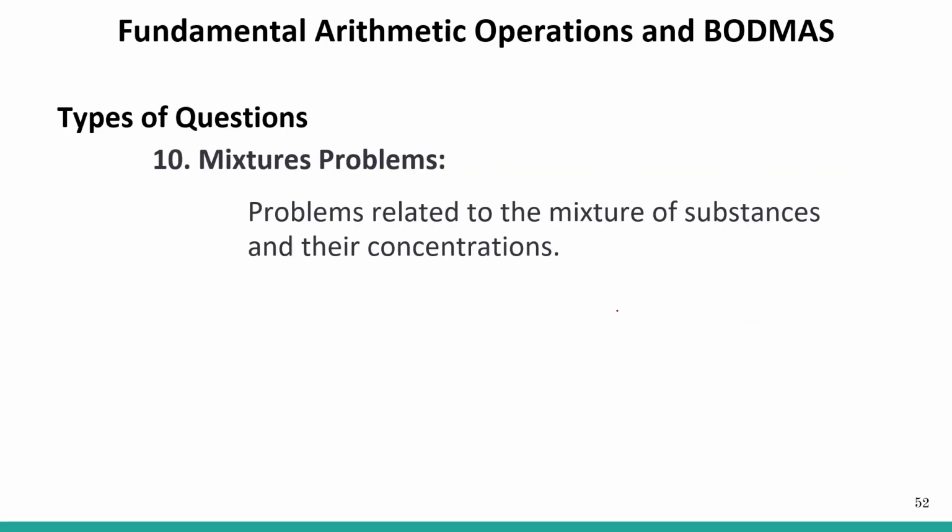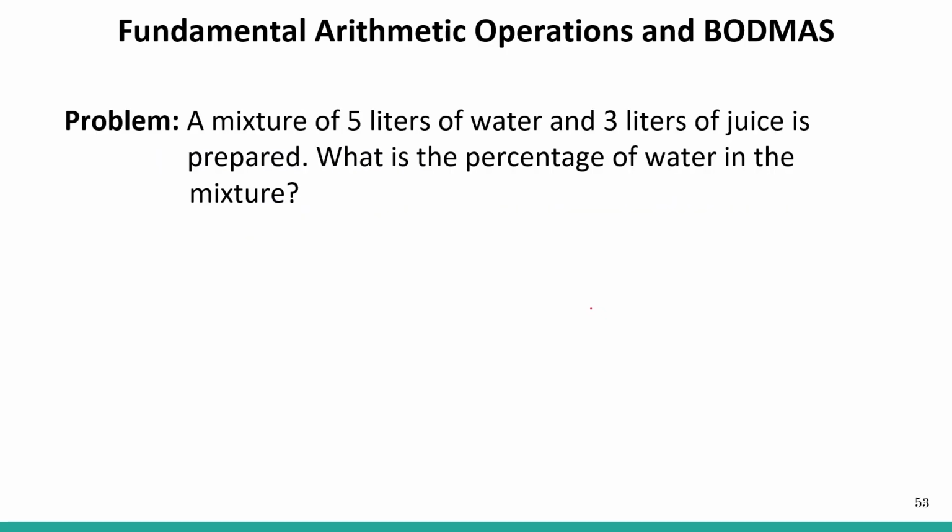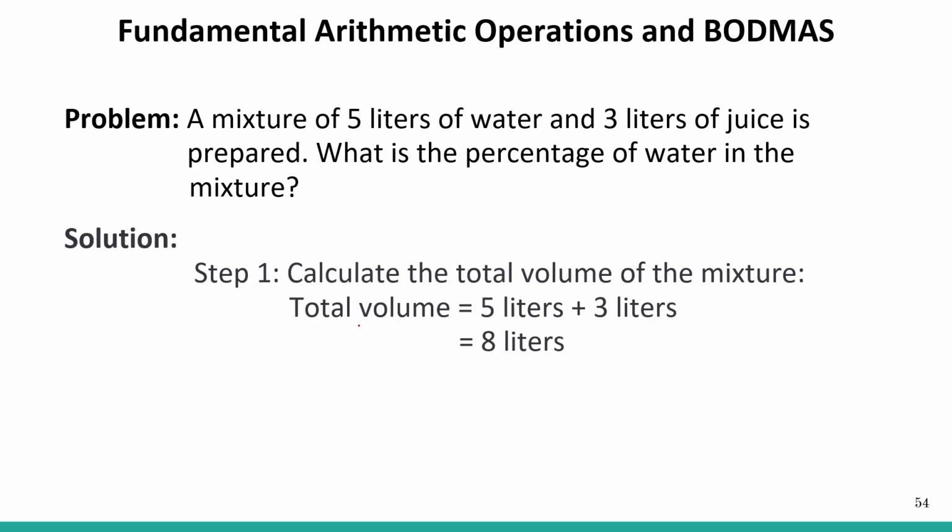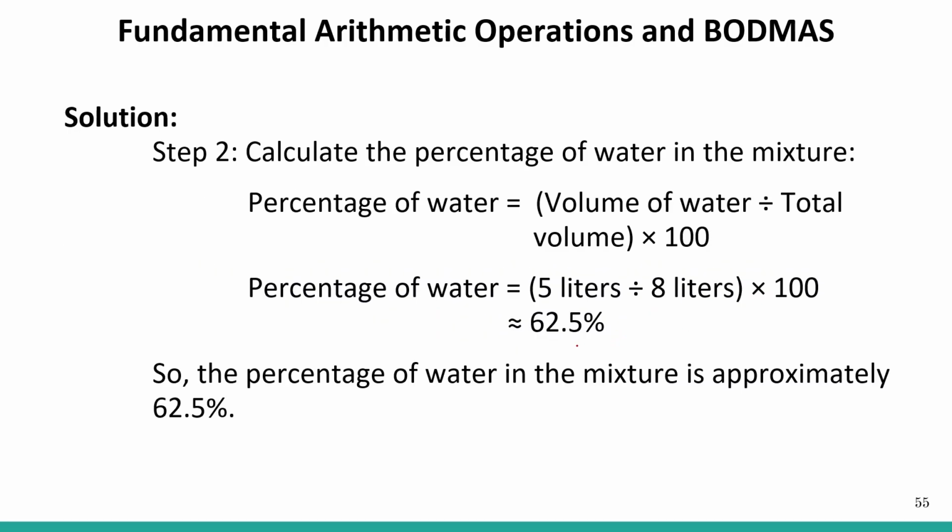Okay, so there are mixture problems also. So a mixture of 5 liters of water and 3 liters of juice is prepared. So what is the percentage of water in the mixture? So calculating the total volume of mixture, we get 8 liters. Okay, then what we do is percentage of water. So volume of water by total volume into 100. Okay, so it will be 62.5%. So the percentage of water in the mixture is approximately 62.5%.